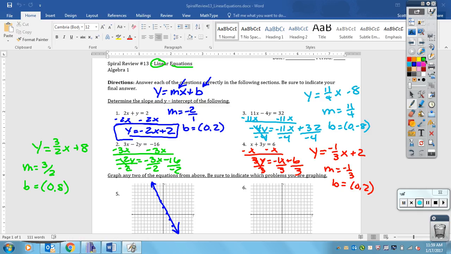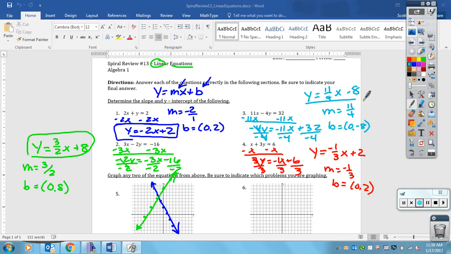Let me do number 2 in green. It's over here. My y-intercept is 8: 2, 3, 4, 5, 6, 7, 8. So my slope is 3 over 2: 1, 2, 3, then over 1, 2. It's a positive slope going up.